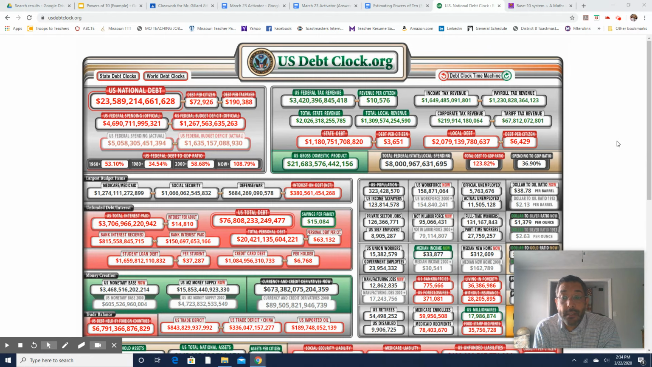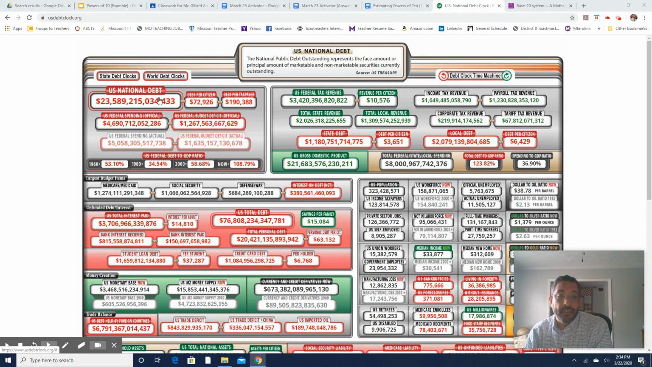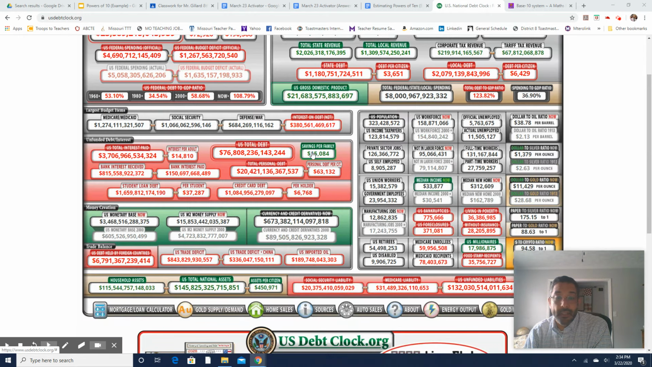But what we're going to do with this site today is we're going to use it to estimate powers of 10. Okay? So if you look at just some of the data that is on this site, we have our national debt. We have how much federal tax revenue the government collects each year, and this is an estimate of how much per citizen is collected. We have over here debt per citizen. You can come down here and you can see savings per family over here.